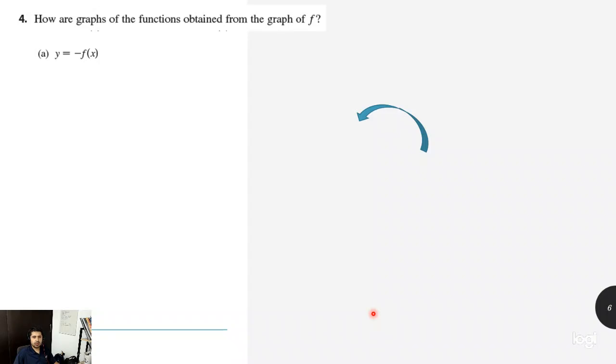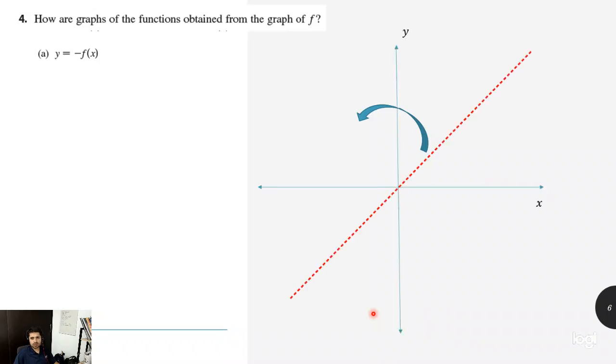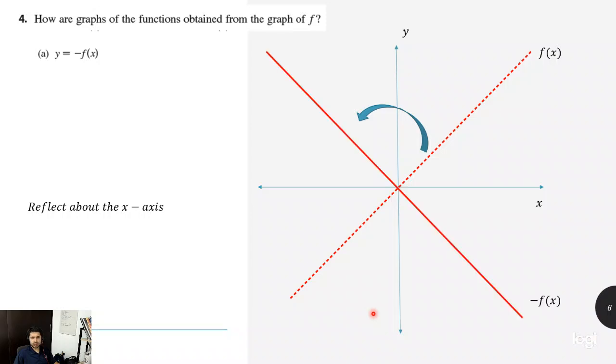Then, how are the graphs of the functions obtained from the graph of f? So we have y equals minus f of x. How do we use this one? When we have this one as f of x, it is just like a mirror. This is like the reflection. So we call that minus f of x. So when we have, for example, here 2, the other one you will have minus 2. So that's the reflection.